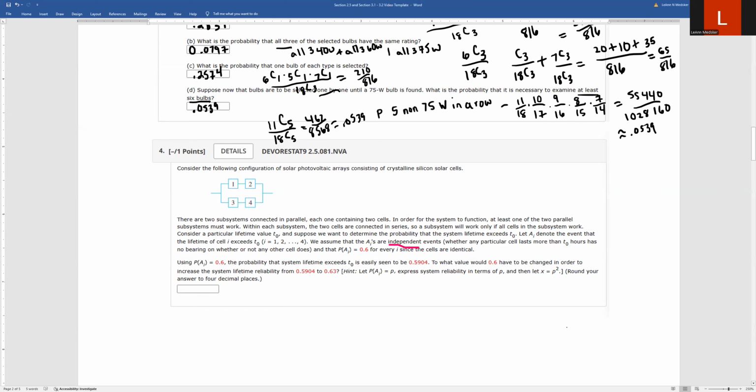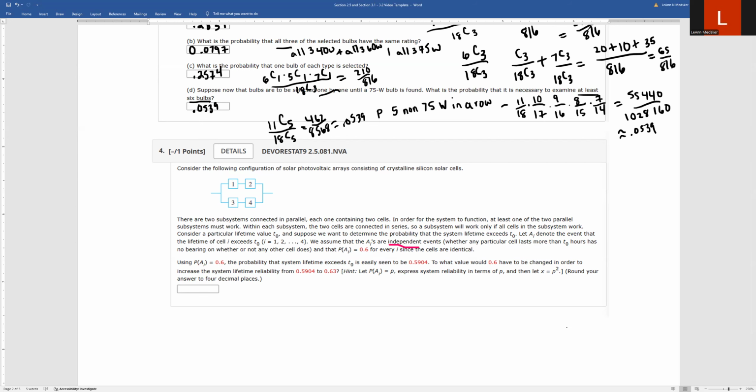That's important. That means that whether any cell lasts longer than that or not has no bearing on whether any other cell does. That helps us because anytime we're doing an intersection, we can multiply the two individual probabilities together. And the original probability P of A sub i equals 0.6 for every i, since the cells are identical. Okay, now they're saying that using this, the probability that the system lifetime exceeds t sub 0 is easily seen to be 0.5904.